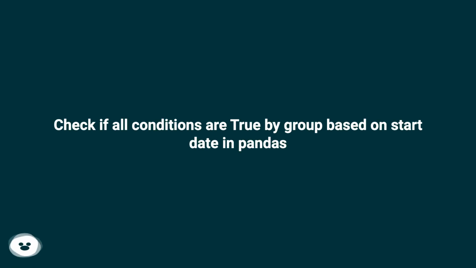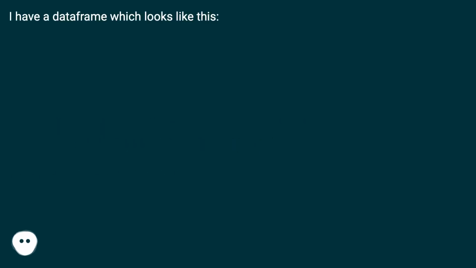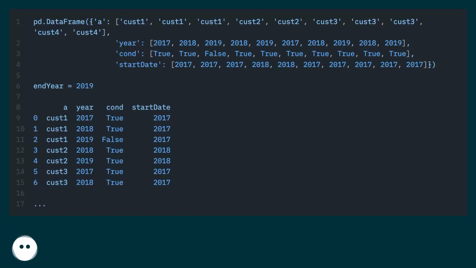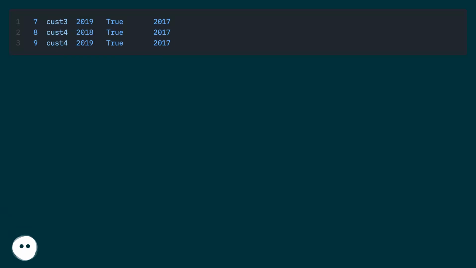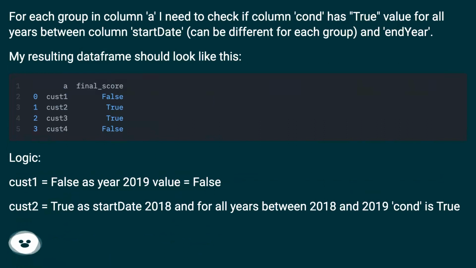Check if all conditions are true by group based on start date in pandas. I have a data frame which looks like this. For each group in column A, I need to check if column cont has true value for all years between column start date, which can be different for each group, and end year. My resulting data frame should look like this.